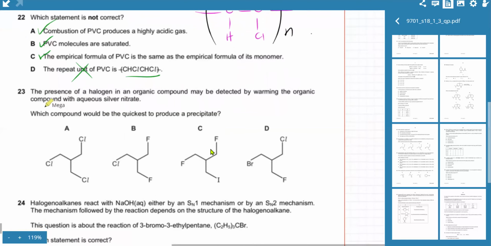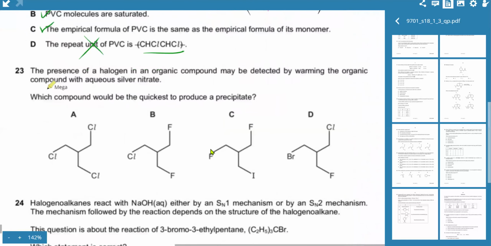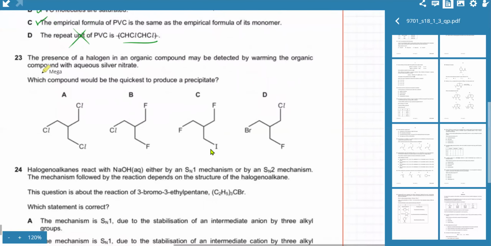The next one: presence of a halogen in an organic compound may be detected by warming. This is the silver nitrate reaction, which we did earlier as well. Which compound would be the quickest to produce a precipitate? Which bond is the weakest? The weakest one is the C-iodine bond. Bigger atoms form weaker bonds.